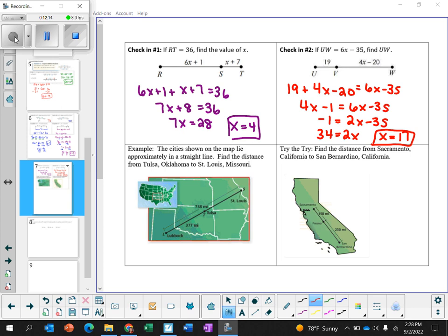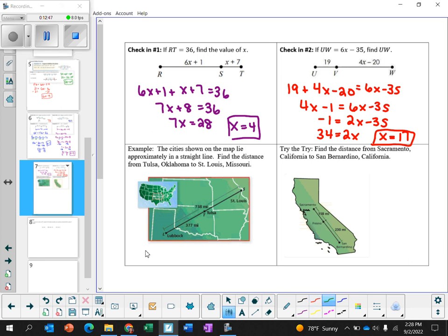All right, just some examples left. There's 2 here and 1 more. It's a little tiny to see on the screen here, but they're showing us that these 3 cities, Lubbock, Tulsa, and St. Louis, all lie in one single straight line. So we want to find the distance from Tulsa to St. Louis. They give us the entire distance is 738, and the distance from Lubbock to Tulsa is 377. So this is just finding this piece here, knowing the whole thing was 738, and this piece was 377.